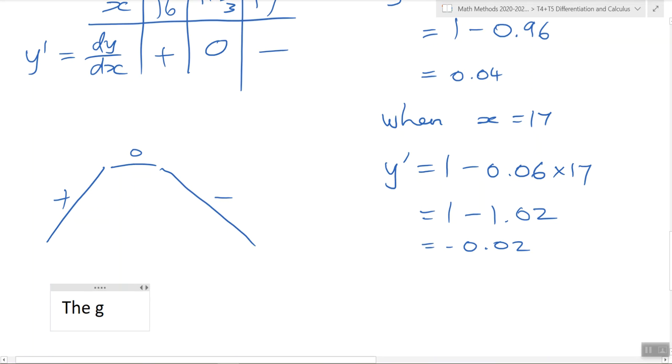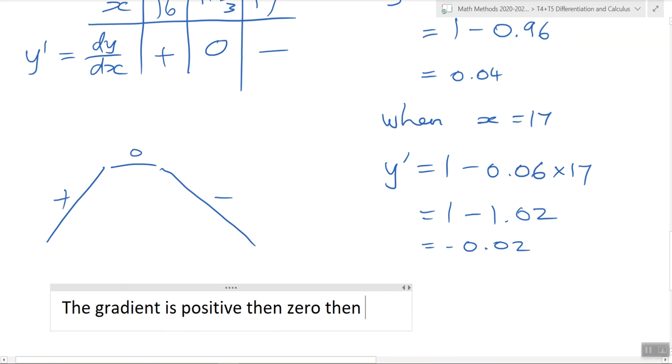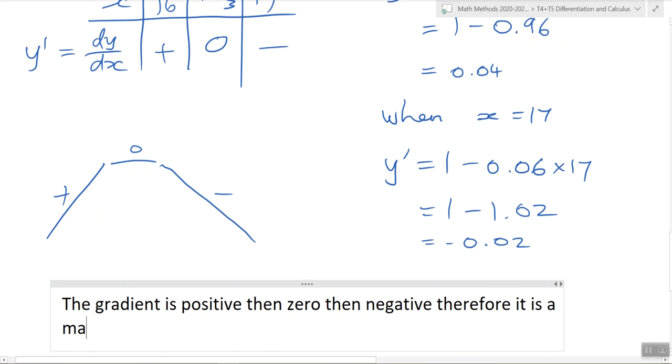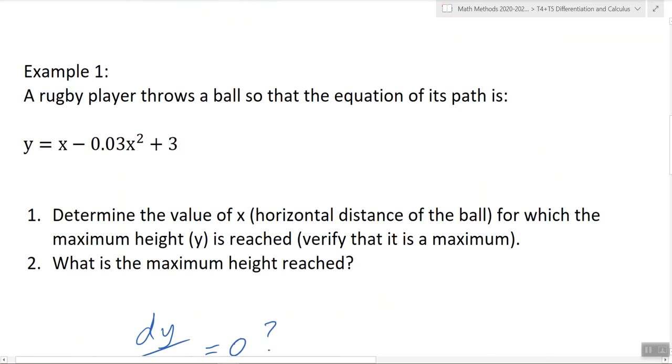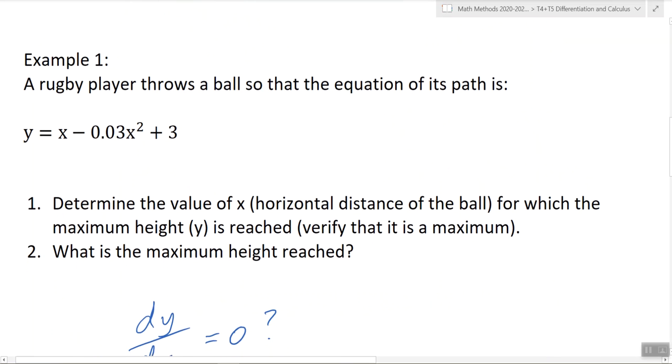So the gradient is positive, then 0, then negative, therefore it is a max. Have I finished yet? I verified that it was a maximum. It still wants us to do what?